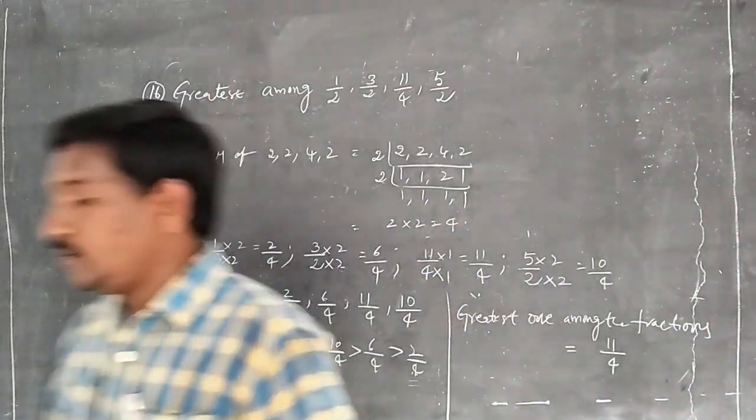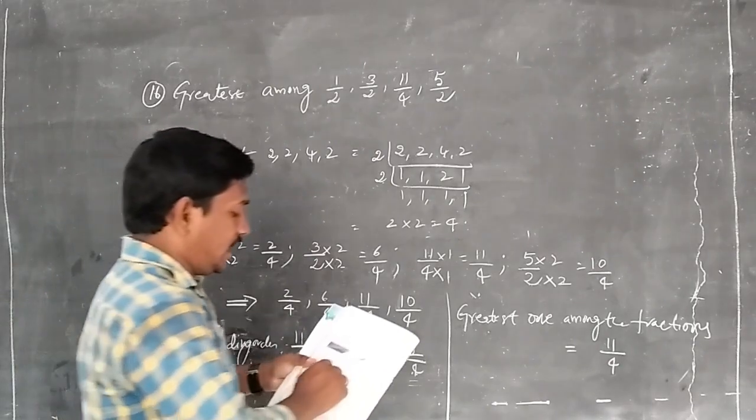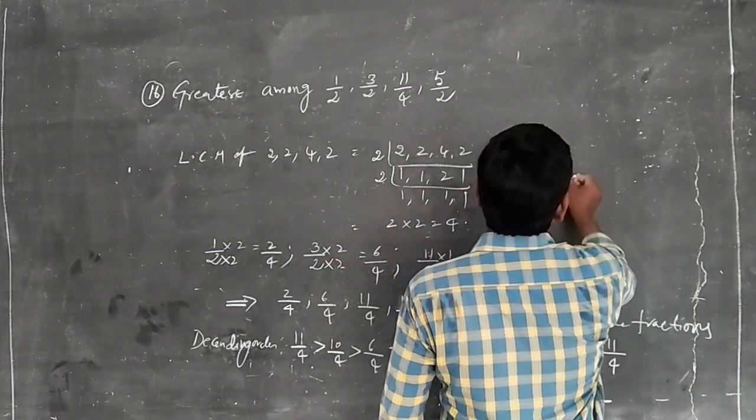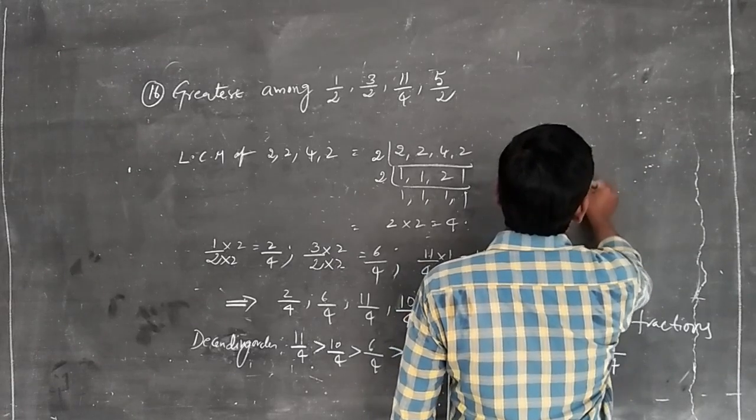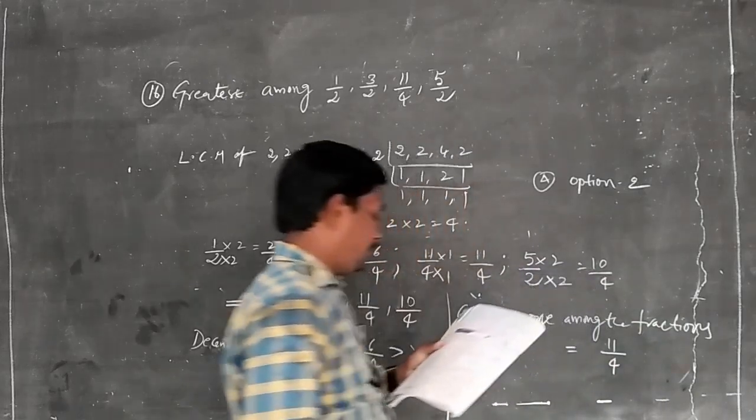So which is the option? 11 by 4, the second option. Answer is option 2, 11 by 4.